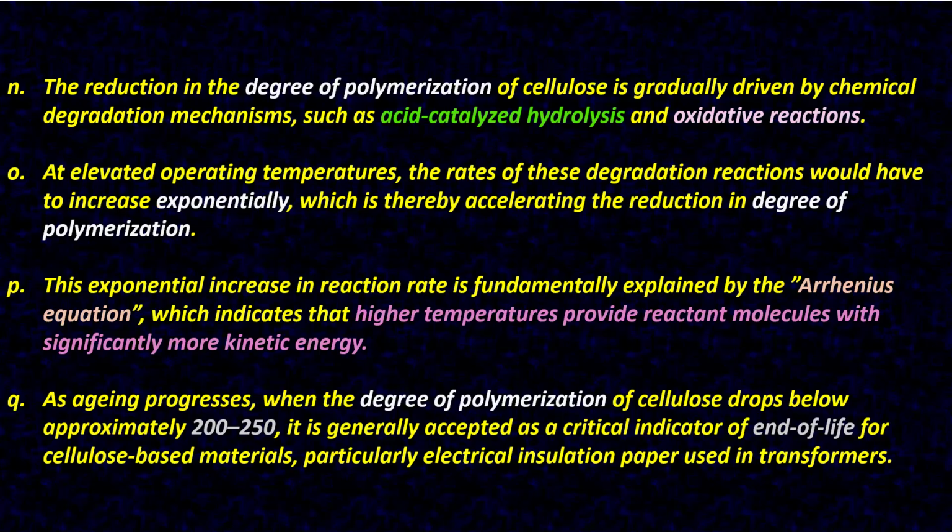Aging progresses until the degree of polymerization of cellulose drops below approximately 200 to 250. This is generally accepted as a critical indicator of end of life for cellulose-based materials, particularly electrical insulation paper used in transformers.